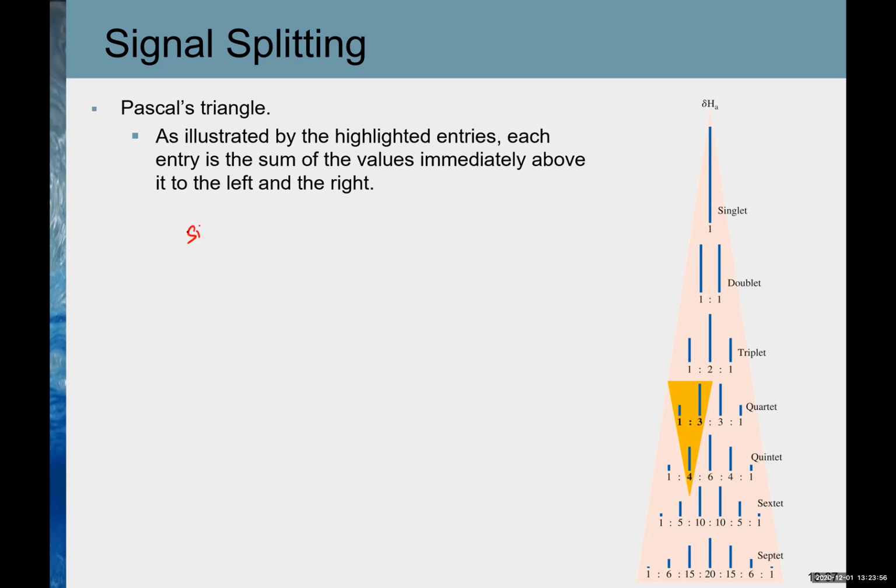In singlet, we have only one peak. So the peak will appear like that. When we have doublet, so this is one peak. So you draw 1 and 1, right? So it will be 1 and 1, which means equal intensity. So doublet looks like that.